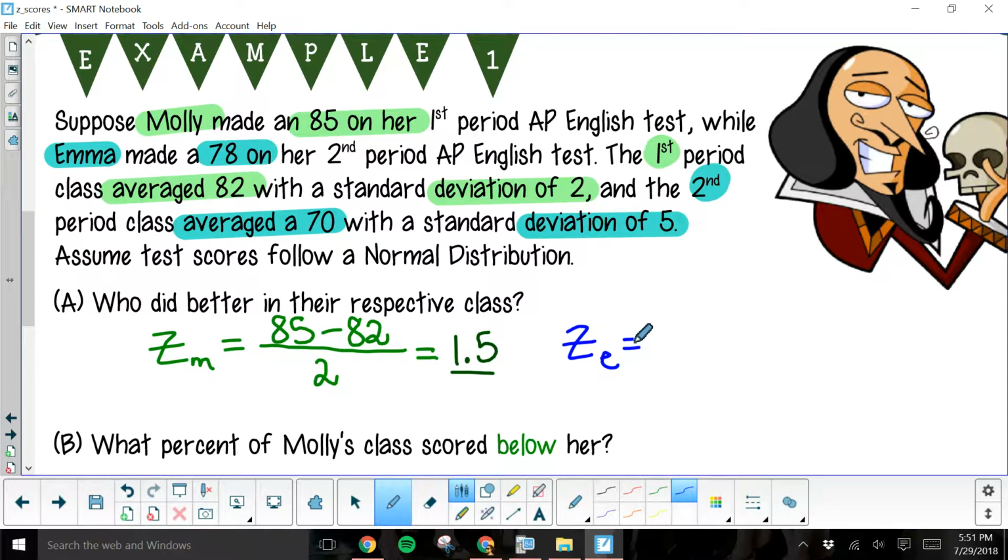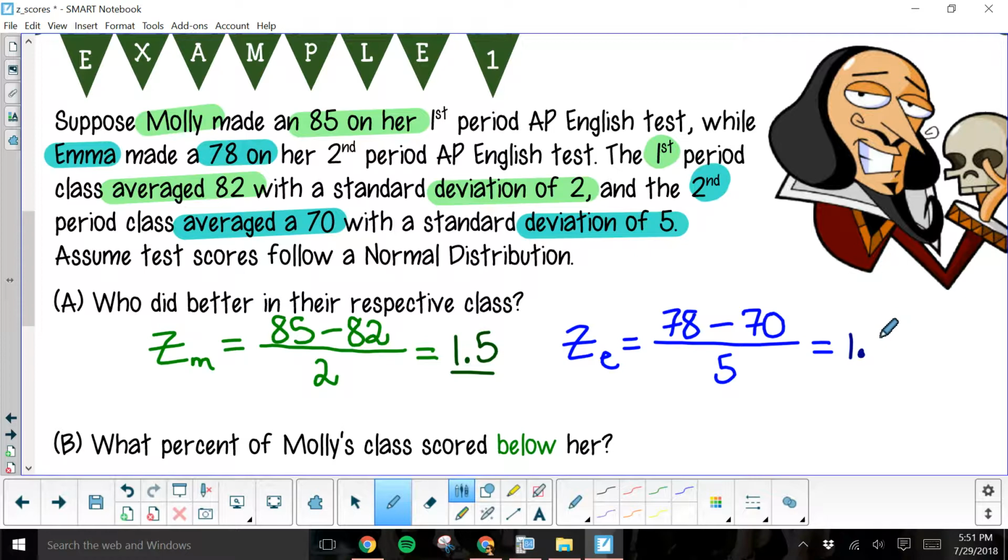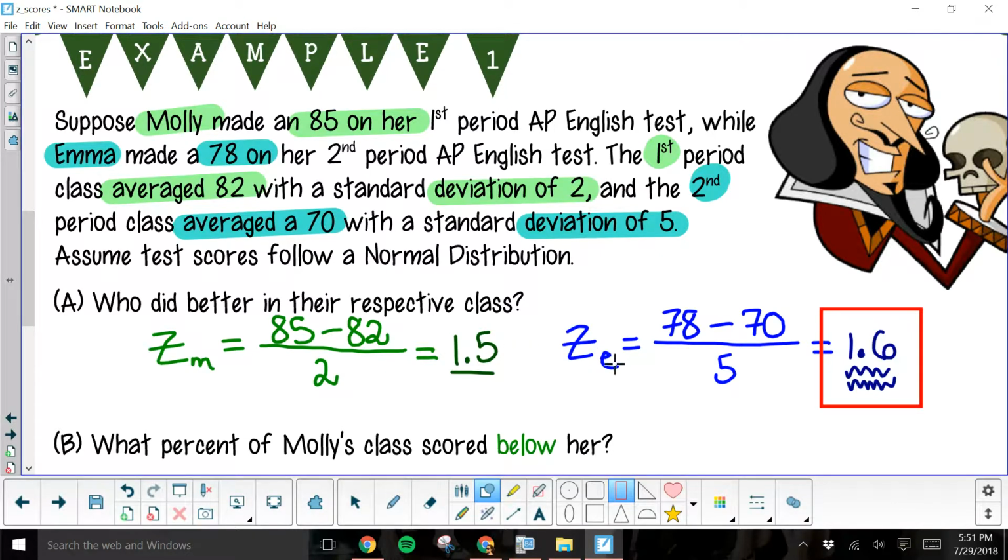Please pause the video and you calculate the standard score for Emma. Hi, welcome back. So hopefully when you found the deviation for Emma, again, Emma made a 78. It looks like she did worse, but her class average was a 70, and she had a deviation of 5 points. If you used your calculator, you probably got a z-score of 1.6. What? Mind blown. So here's the thing. Who actually did better? Emma did. Emma did better according to her respective class because she got a higher score. She got 1.6 standard deviations above average.